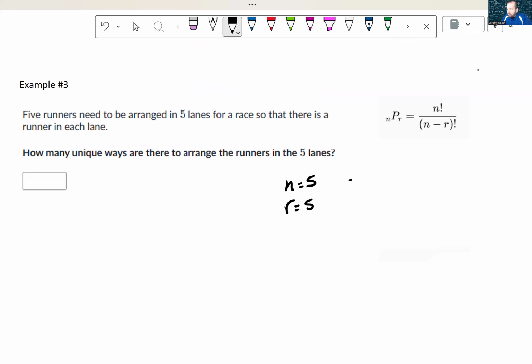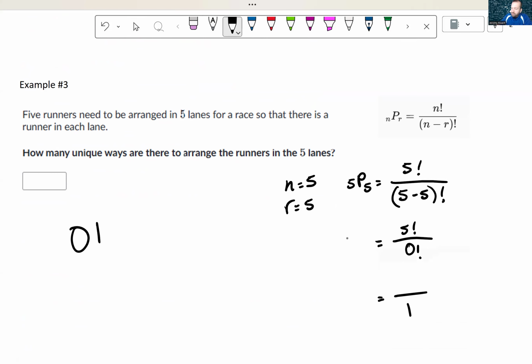So this becomes 5P5. That's 5 factorial over 5 minus 5 quantity factorial. This is 5 factorial over 0 factorial. And this is a new rule here. 0 factorial is equal to 1. I'm going to write it fairly large over here, so we have that as a rule. 0 factorial is equal to 1.